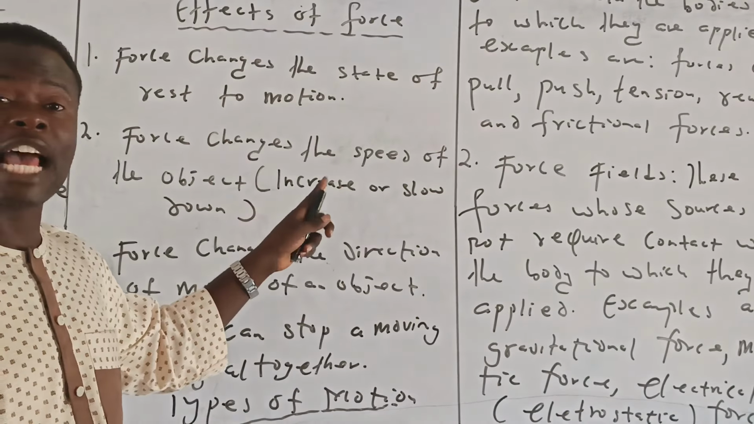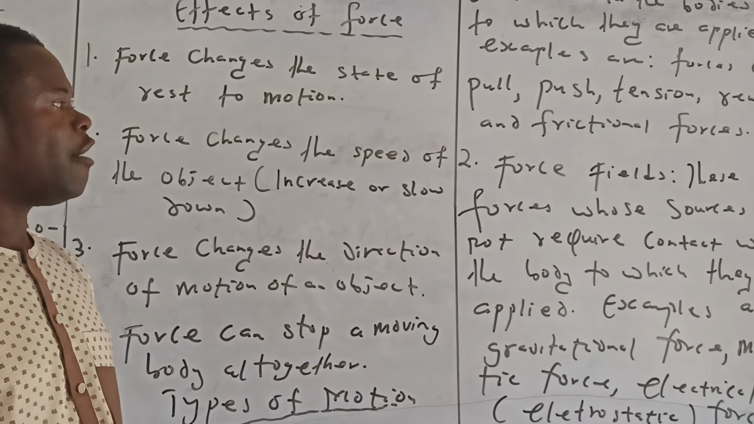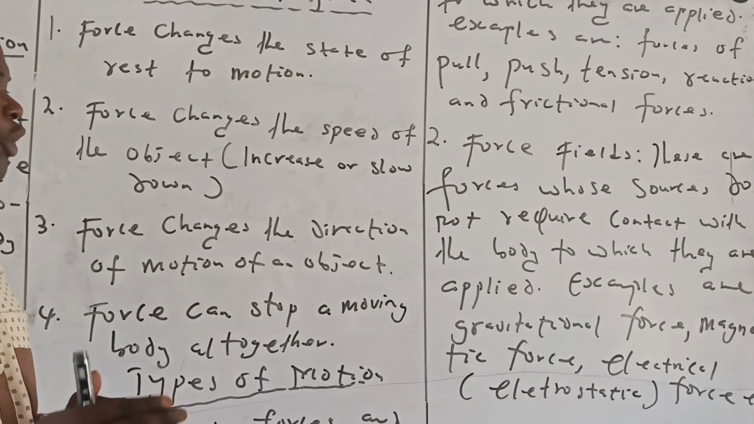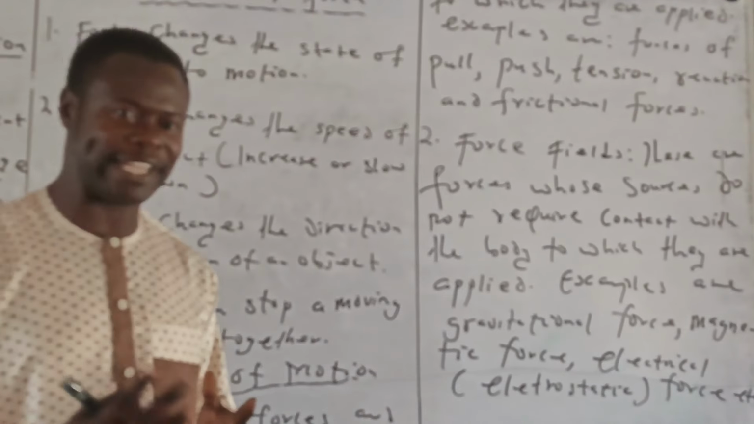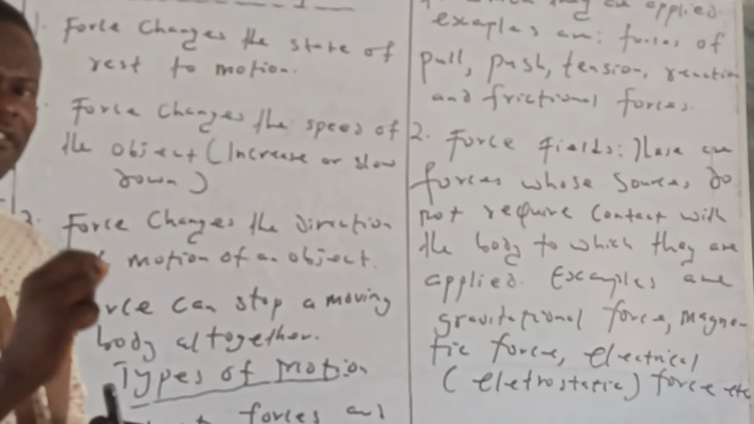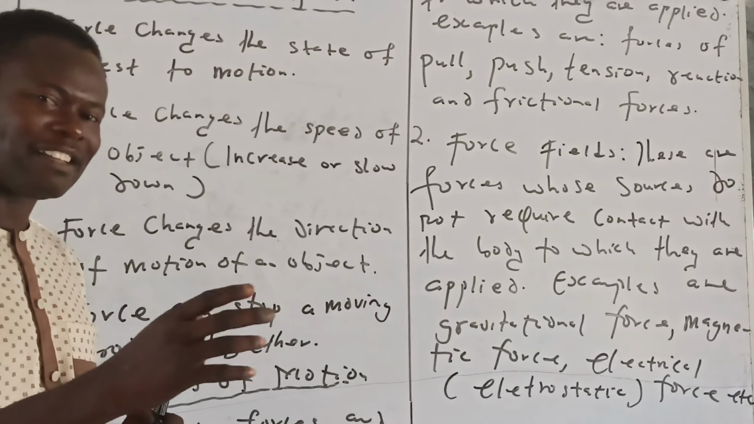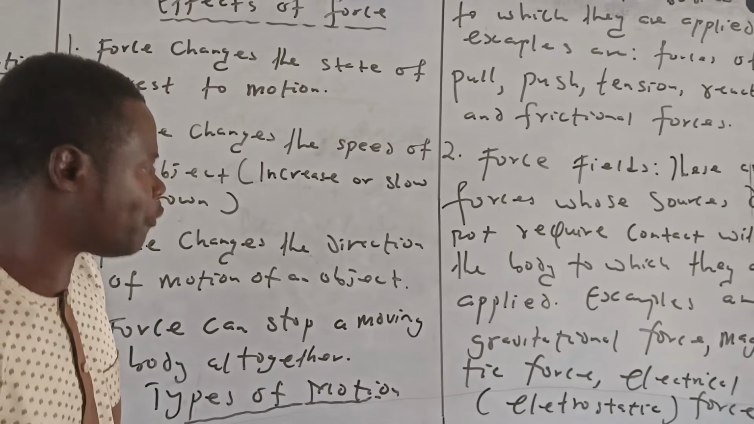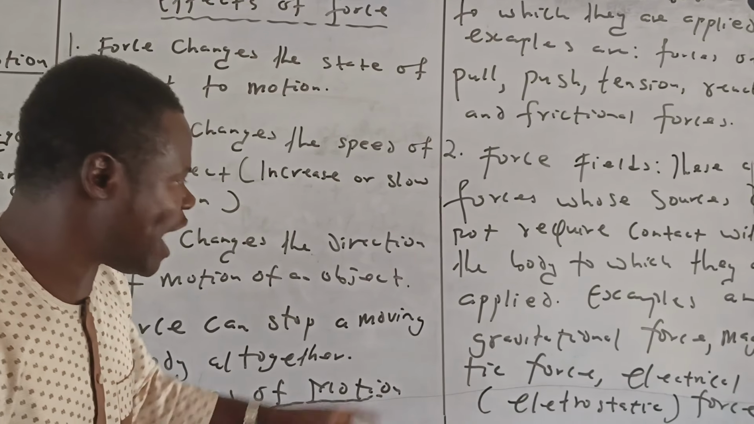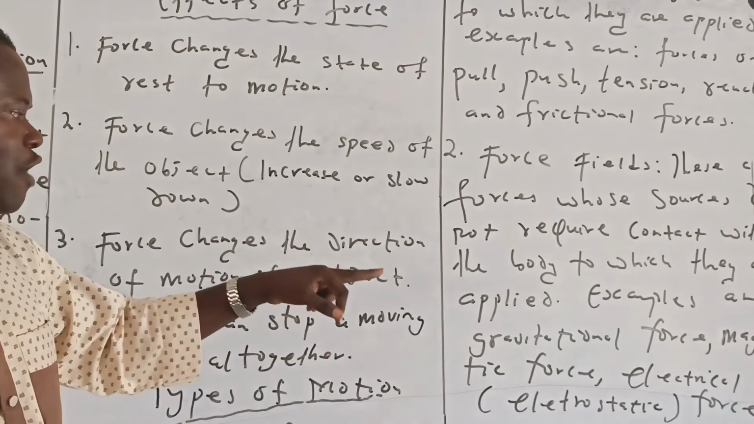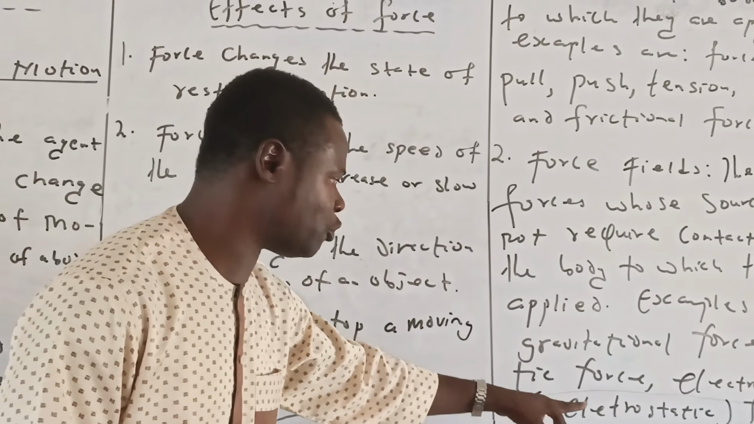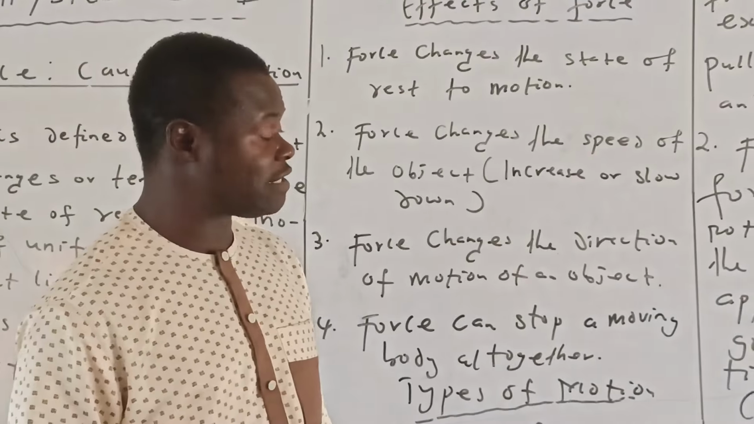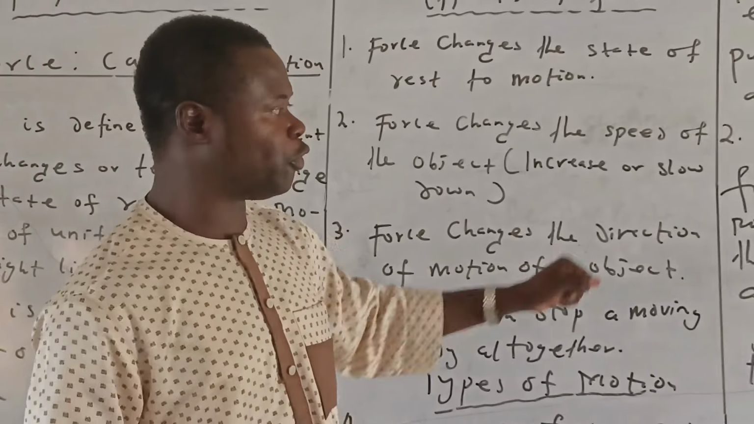The second type of force is force fields. These are forces whose sources do not require contact with the body to which they are applied. That is to say that their effect is from a distance and yet their action is being seen. Examples of those forces are gravitational force, magnetic force, electric or electrostatic force, and others. These are the two types of forces.